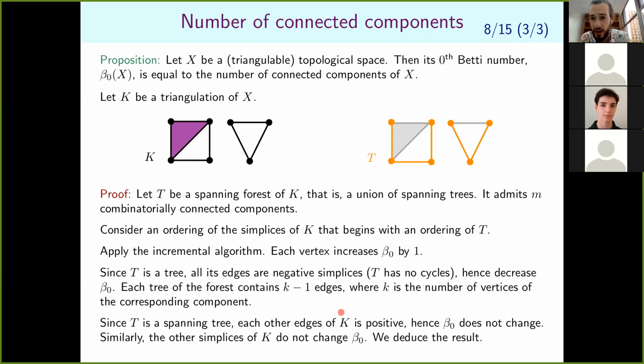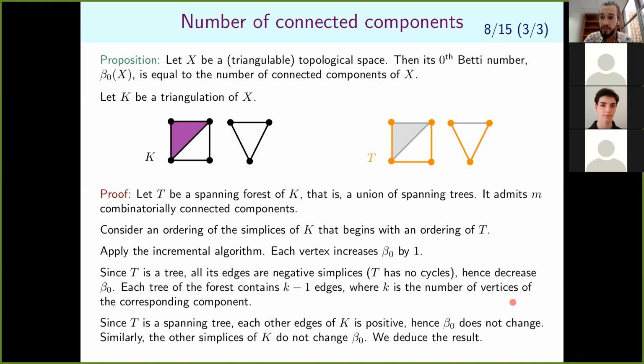And how many edges do we have? You can prove that for a spanning tree, its number of edges is k minus 1, where k is the number of vertices of the tree. Okay, so I add all the edges, and for each tree I decrease beta 0 by k minus 1. So at the end, my beta 0 is the number of trees, that is the number of connected components of my simplicial complex.